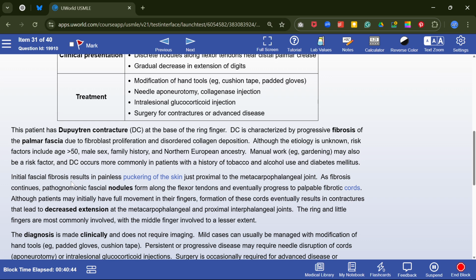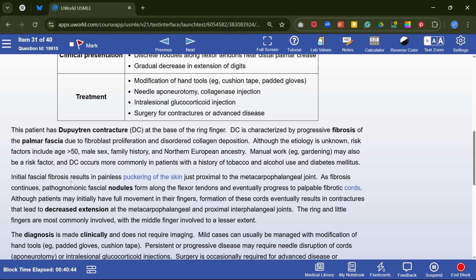Dupuytren contracture is characterized by progressive fibrosis of the palmar fascia due to fibroblast proliferation and disordered collagen deposition. Although the etiology is unknown, risk factors include age more than 50, male sex, family history, and Northern European ancestry. Manual work and gardening may also be risk factors, and Dupuytren contracture occurs more commonly in patients with a history of tobacco and alcohol use and diabetes mellitus.